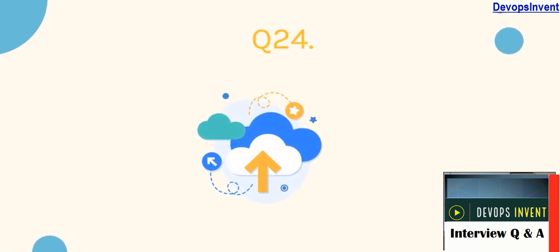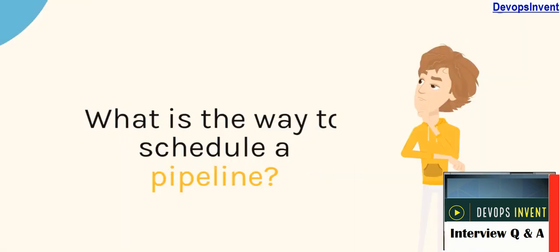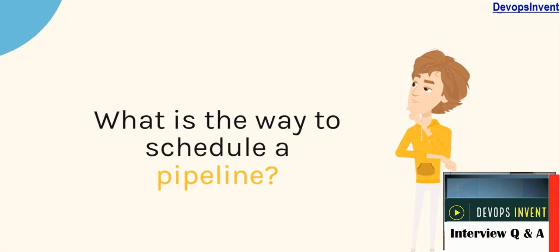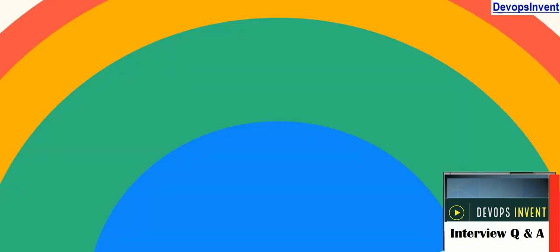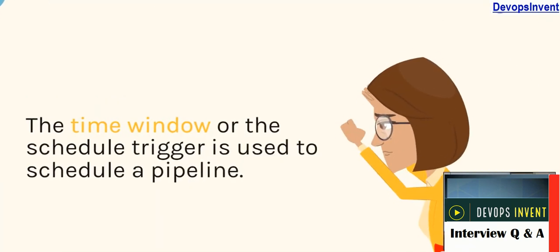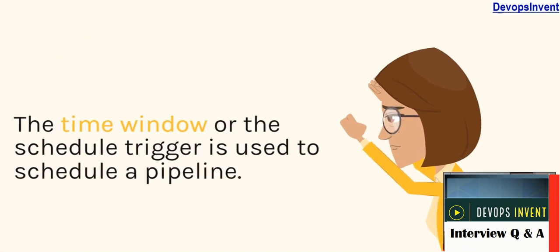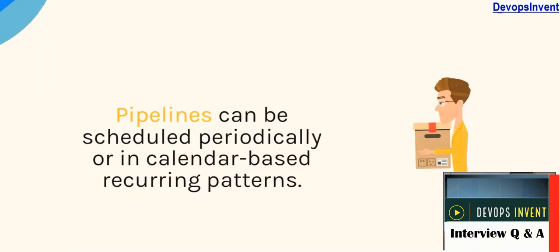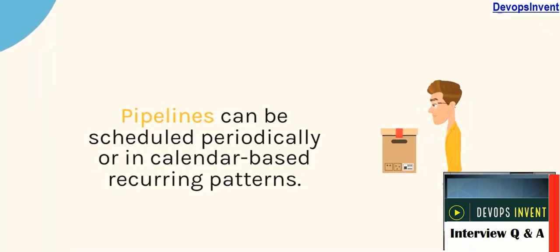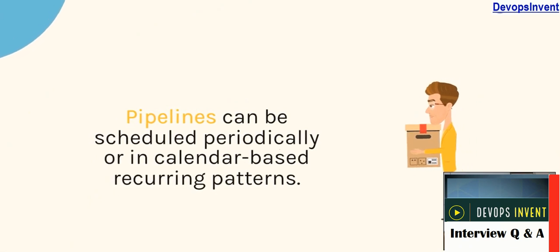Q24. What is the way to schedule a pipeline? The tumbling window or the schedule trigger is used to schedule a pipeline. Pipelines can be scheduled periodically or in calendar-based recurring patterns.